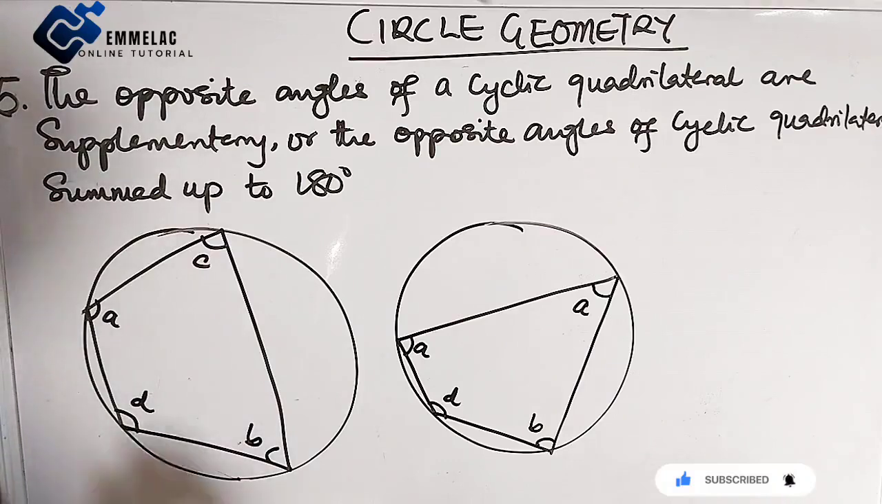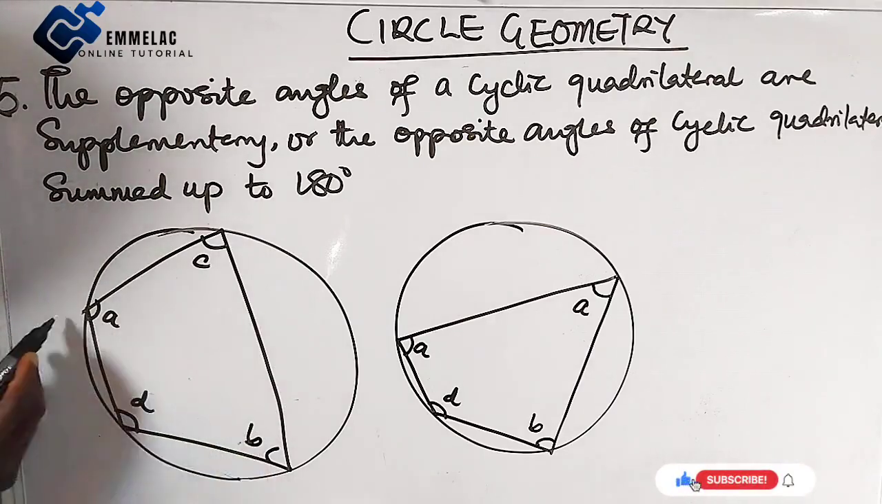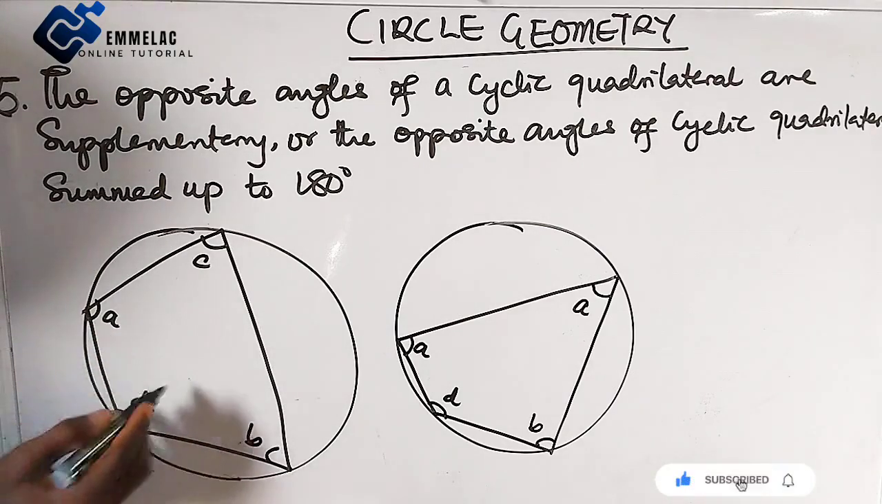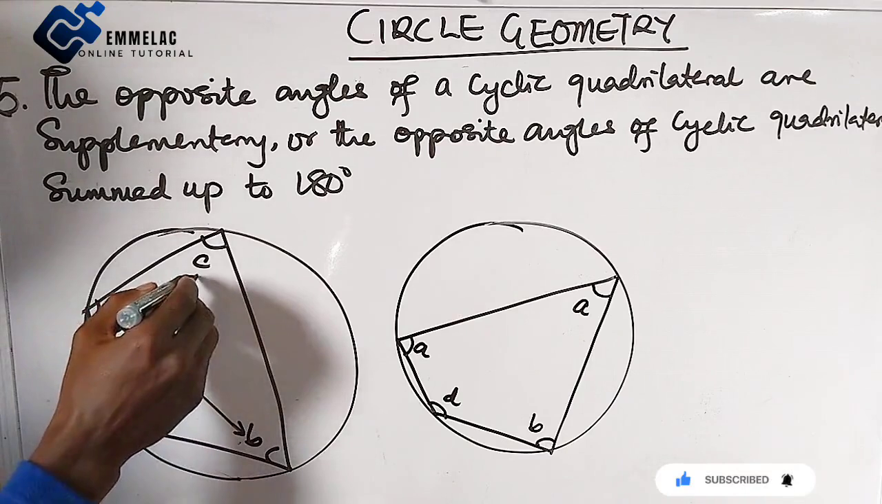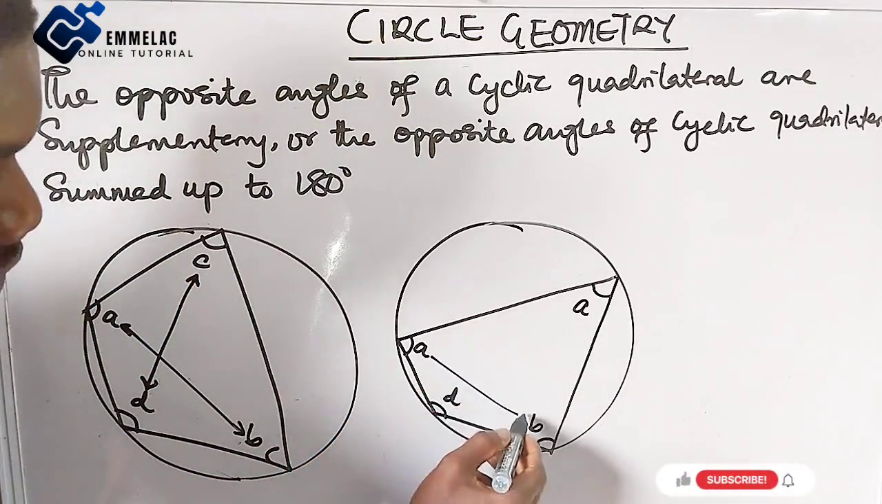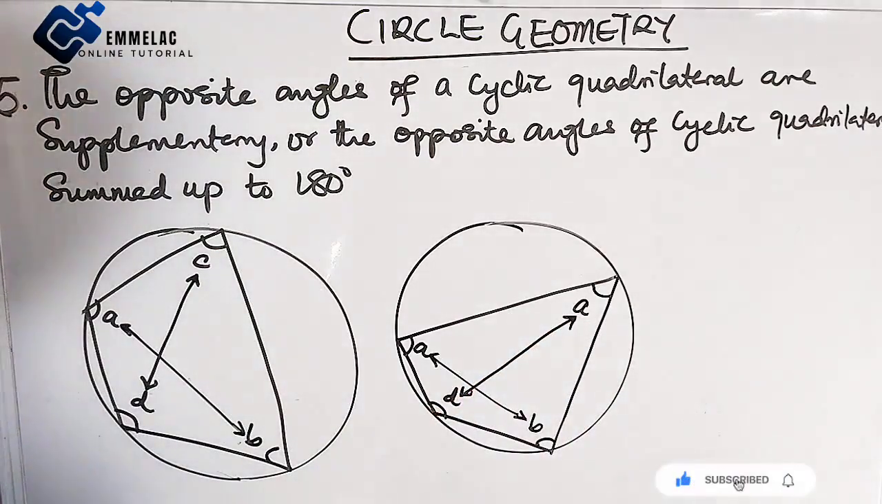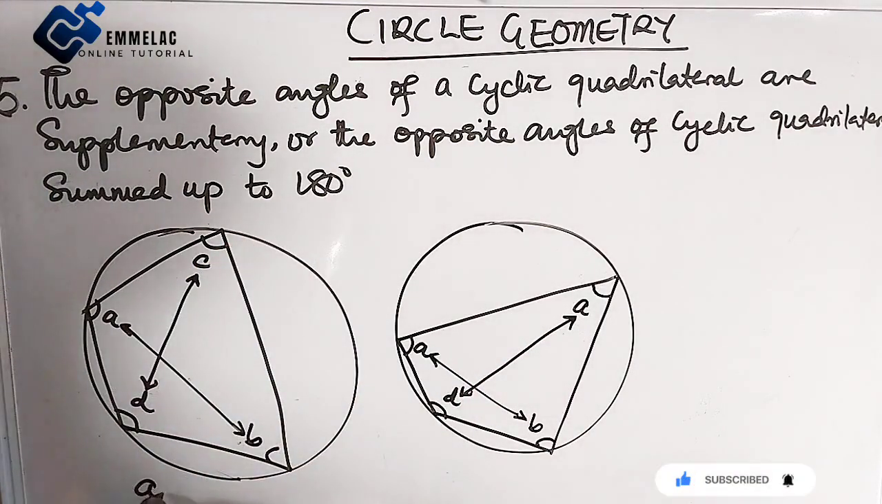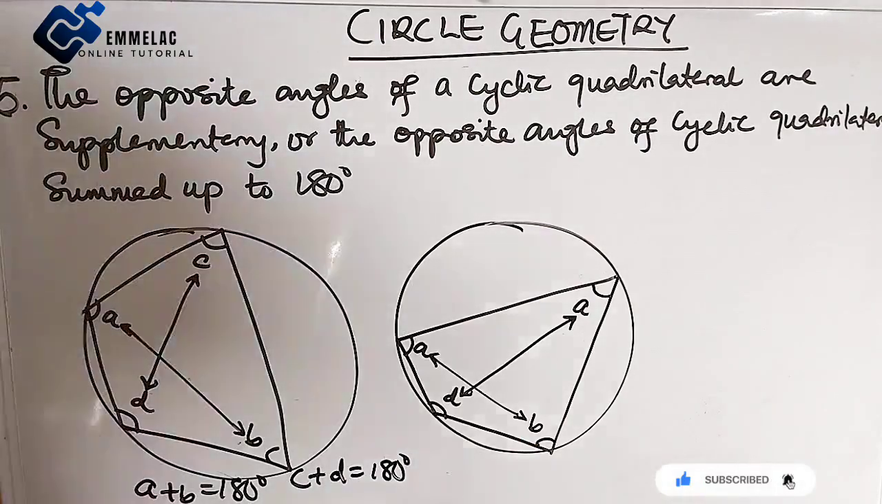From the law, it says that opposite angles are supplementary. You can see this A, B, C, and D. Why I write A and B is because they are opposite. So this is opposite to this, and these two are opposite. According to the law, it implies that A plus B equals 180, and C plus D equals 180. Okay, I believe that is clear.